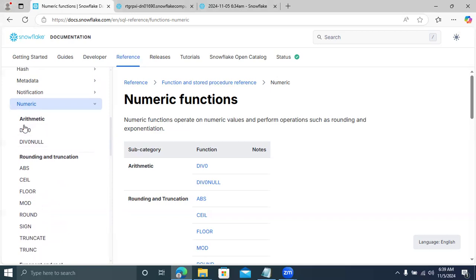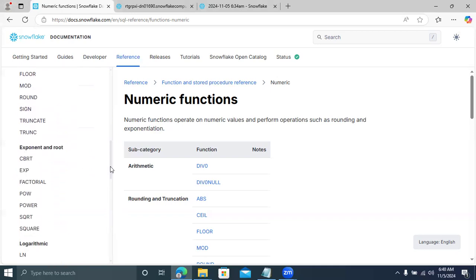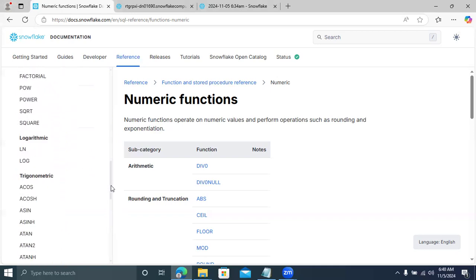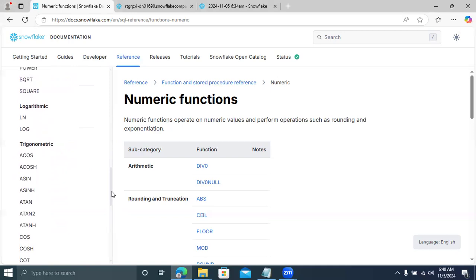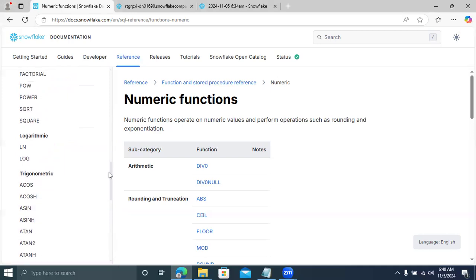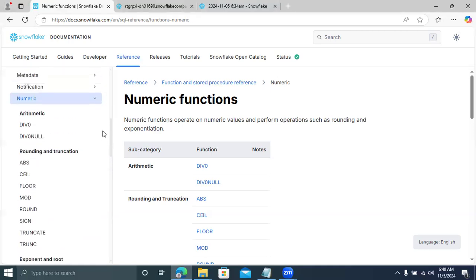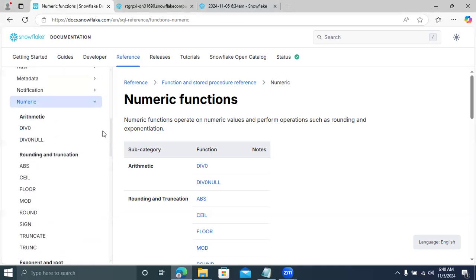Now, I'm not going to focus much on the logarithmic, arithmetic, exponent and root, as well as trigonometric parts. These are mathematical things, like cos, which gives the cos theta value, sin theta value, tan theta value. These are all trigonometric functions. But what I'm going to focus on are the functions used regularly in Snowflake transformations. The first subcategory is the arithmetic function. It comes under numeric.